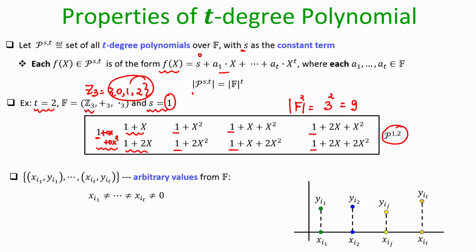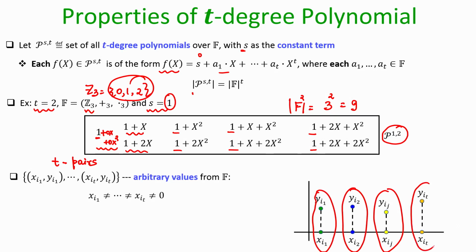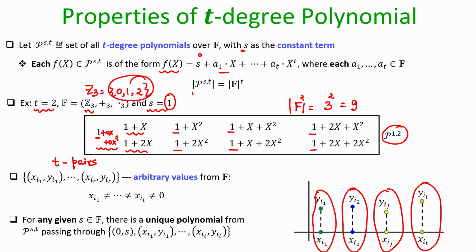Right. Now, another property which we can derive based on whatever we have discussed till now is the following. Imagine you are given t x y pairs. Pictorially, you are given t distinct points in the x y coordinate plane, where all these x and y elements are elements of the field, and these x coordinates are different, which ensures that these points are distinct. Now, if I take an element s from the field, that element s could be any element from the field.